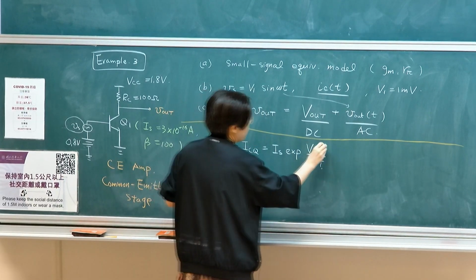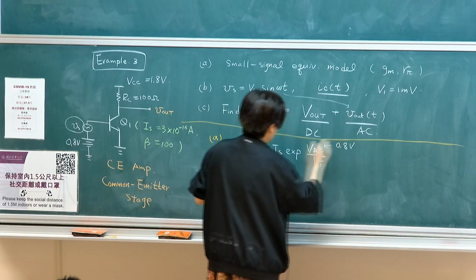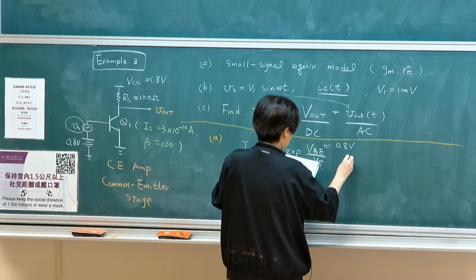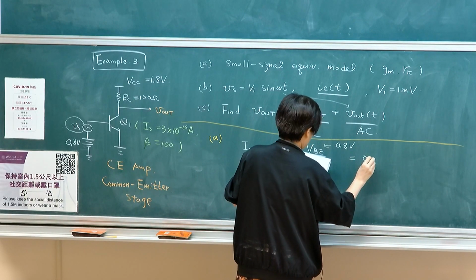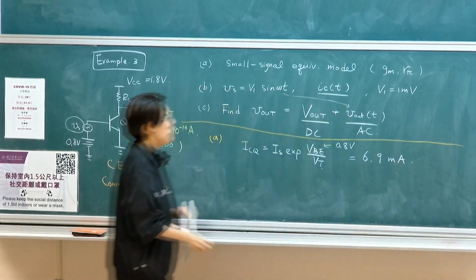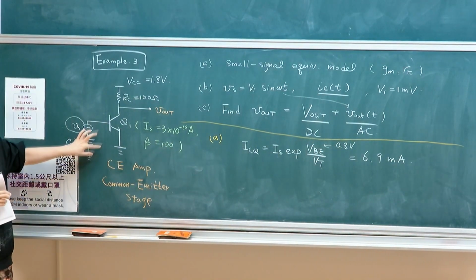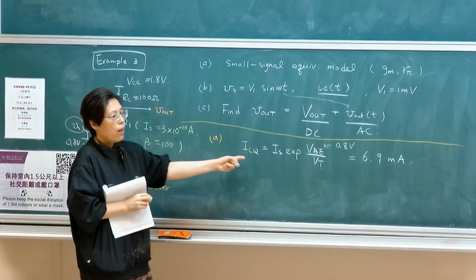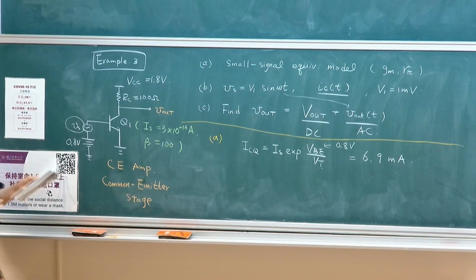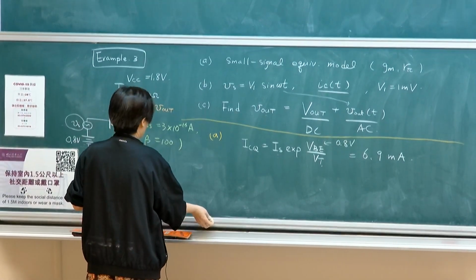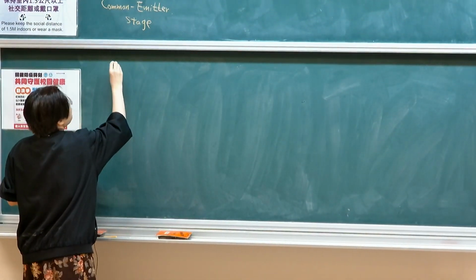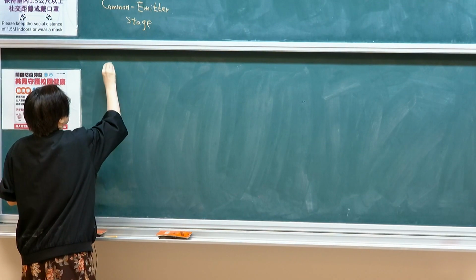And here, VBE is 0.8 volt. And we already know this number, so we should be able to find out that this is about 6.9 milliamp. So you simply insert your bias level, and we should be able to find out our ICQ, right? Once we have the ICQ, then you should be able to construct the small signal model. So part B, this is still part A, sorry.